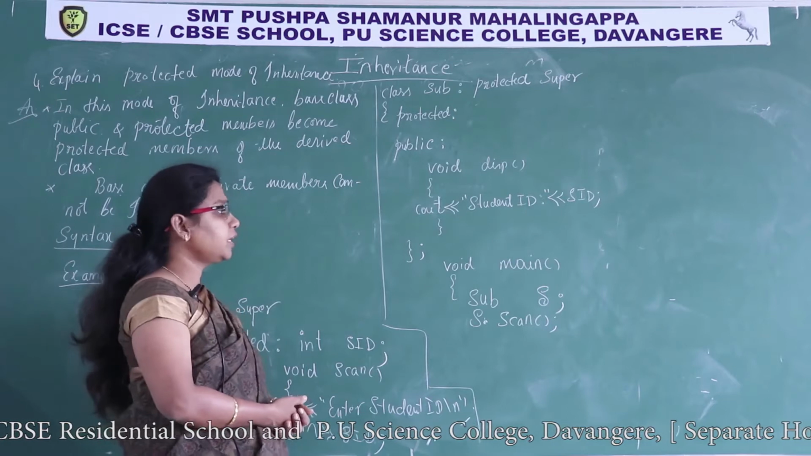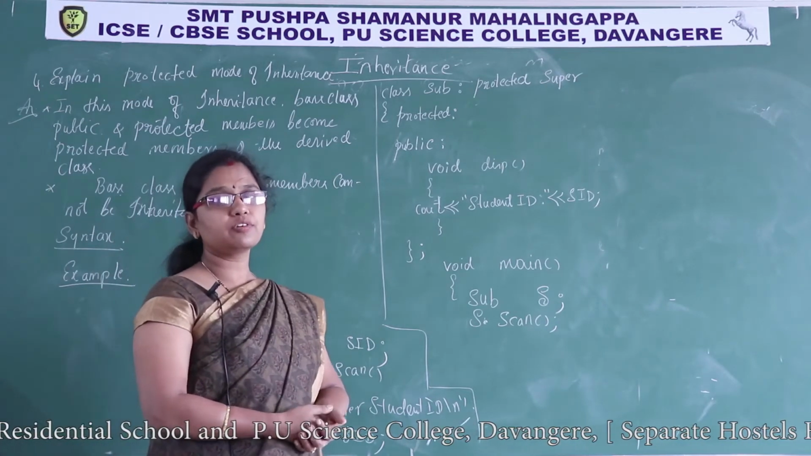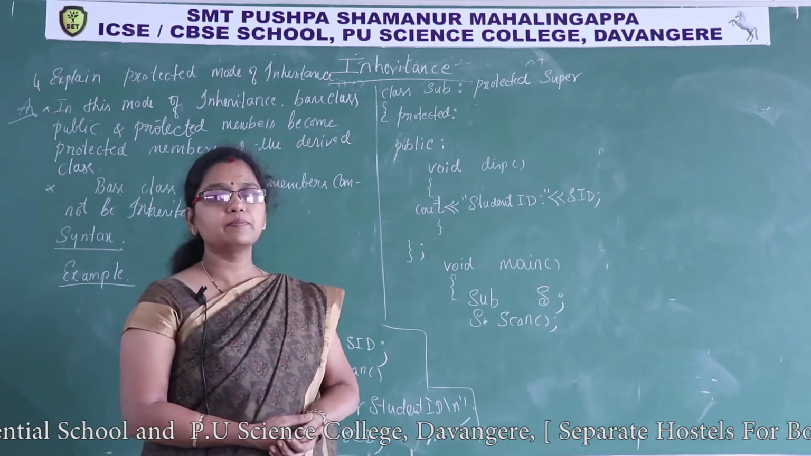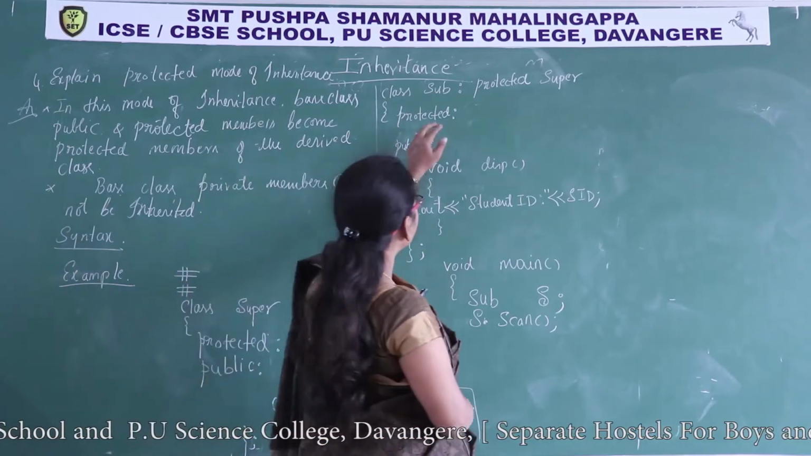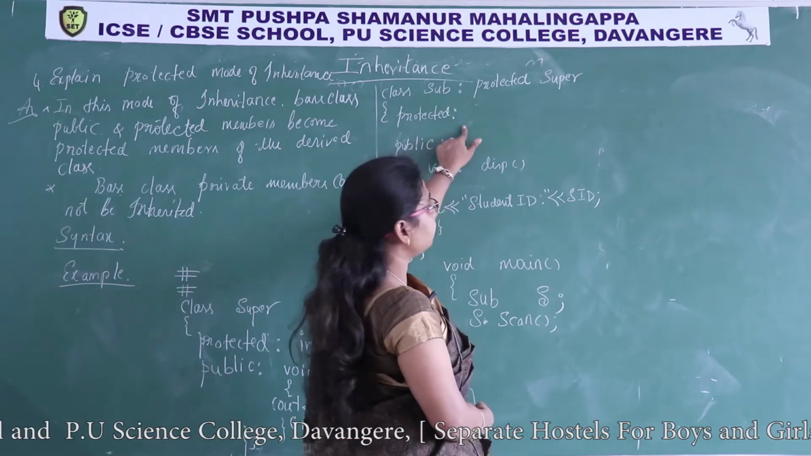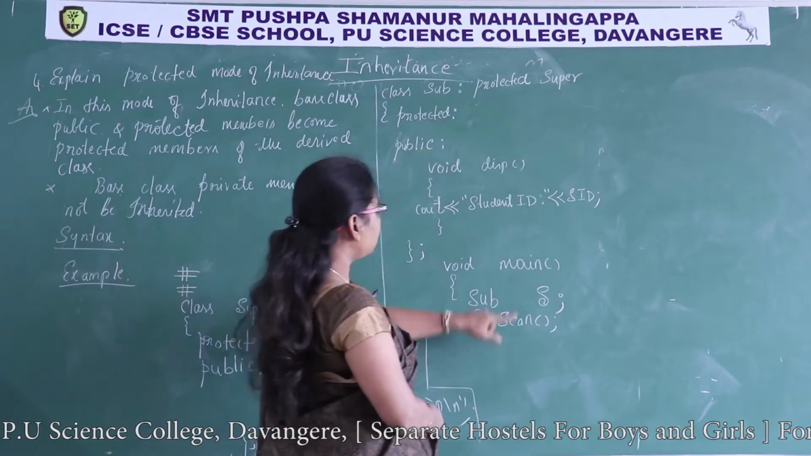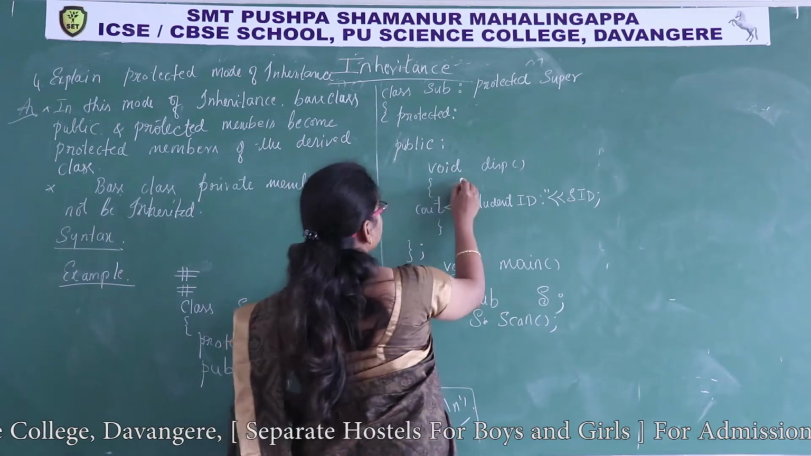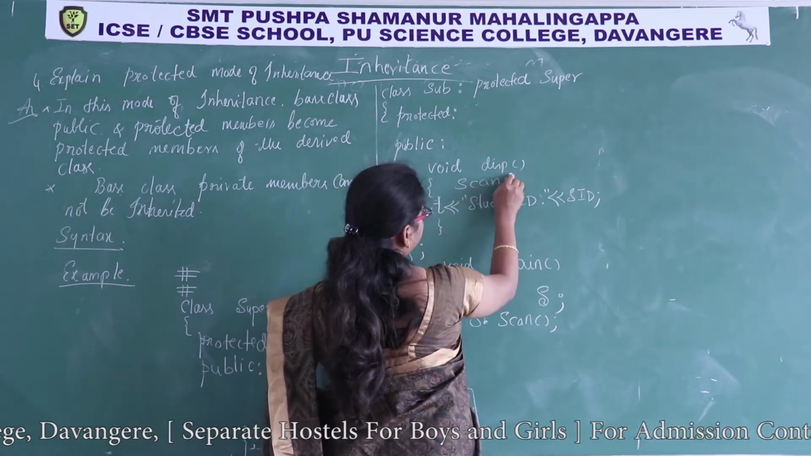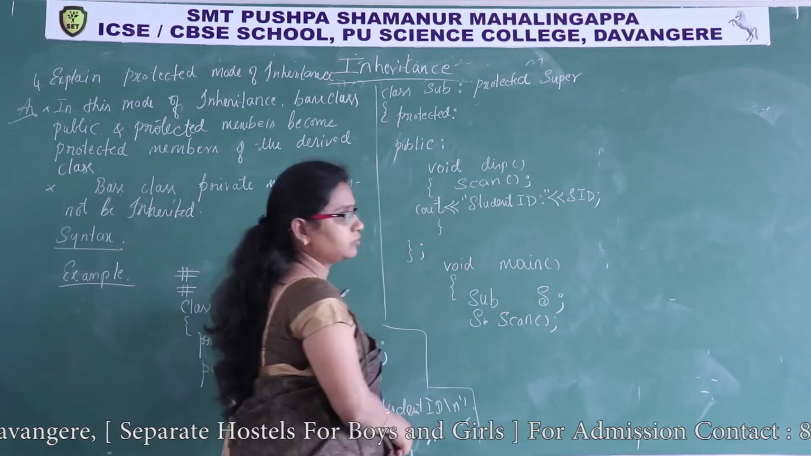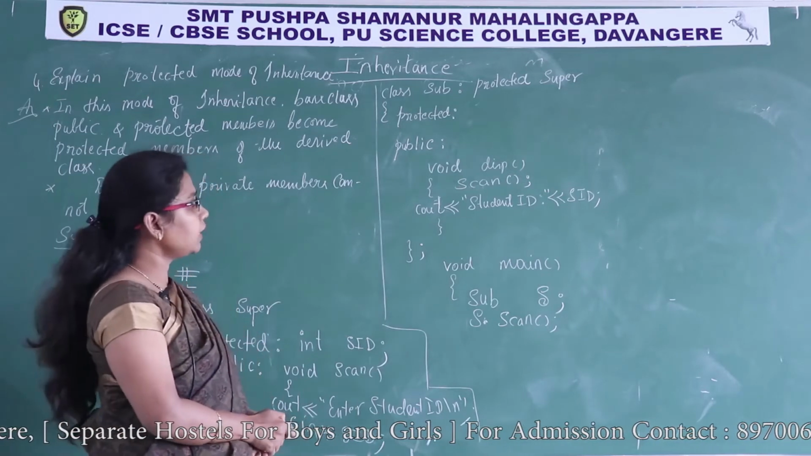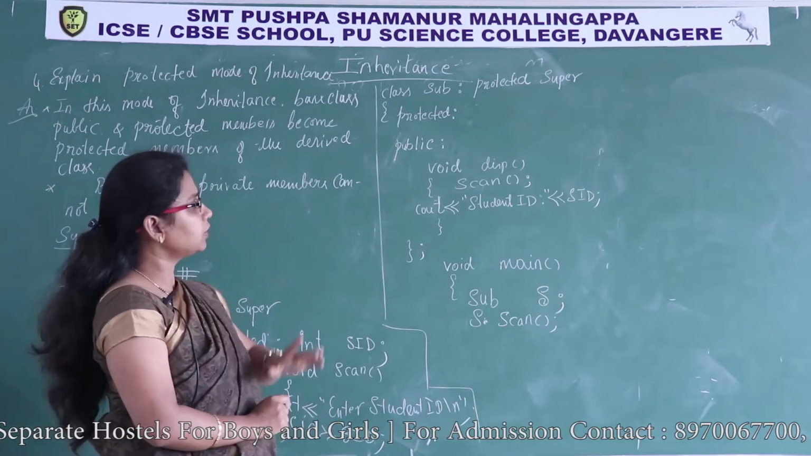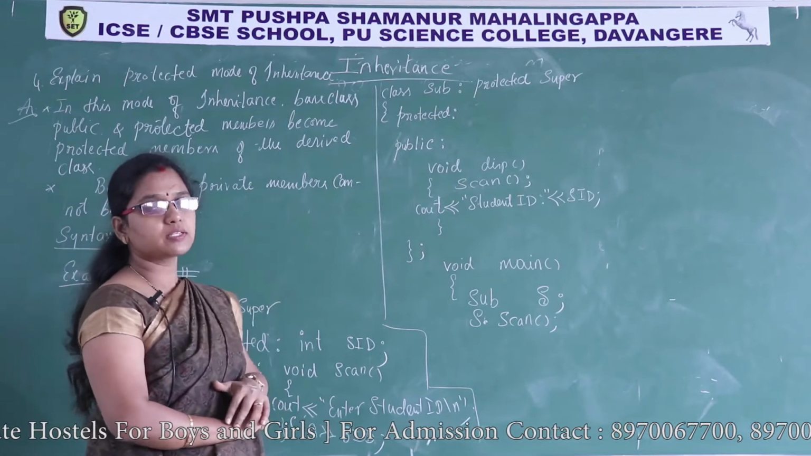Main is a non-member function. Understood? So from where do I have to call? Through the member function of the class we can call protected data. So here the protected section has the scan function. That's why we should not call scan function from the main function. I can call it from here, scan semicolon. Understood? Scan is also a member function of sub, disp is also a member function of sub.